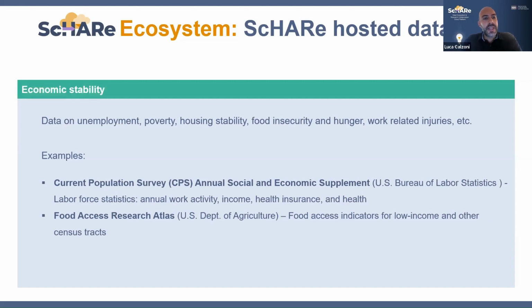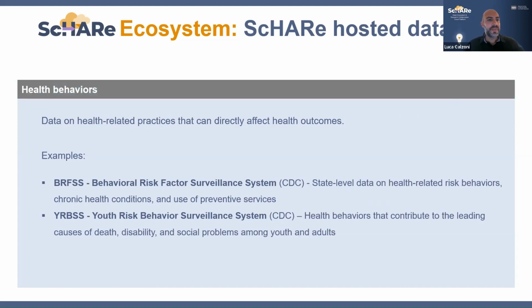Then the next category is economic stability. So data on unemployment, poverty, housing stability, food insecurity, hunger, work-related injuries, etc. An example could be the Food Access Research Atlas from the Department of Agriculture, with food access indicators for low income and other census tracts.